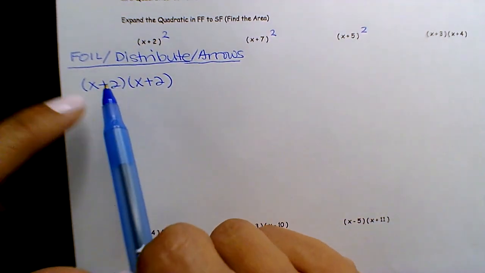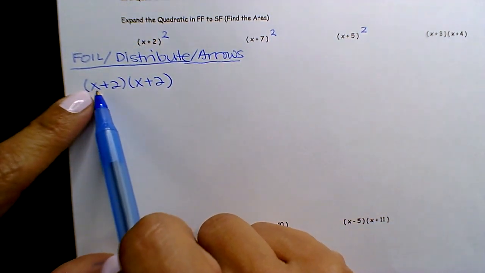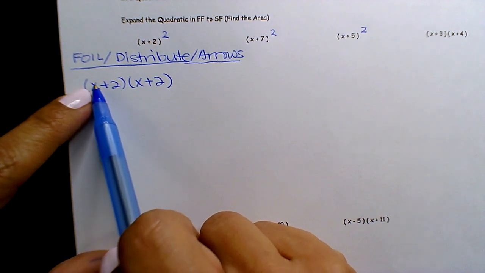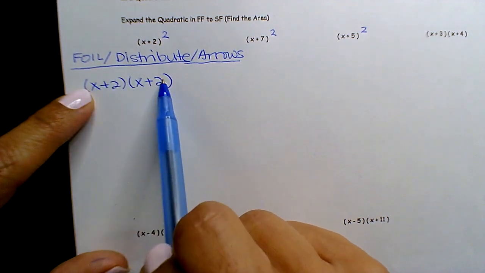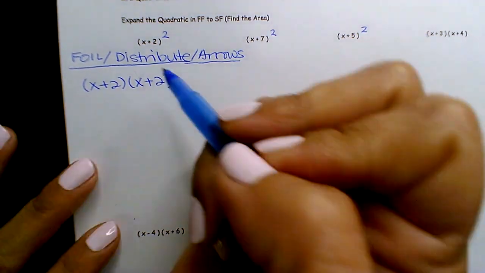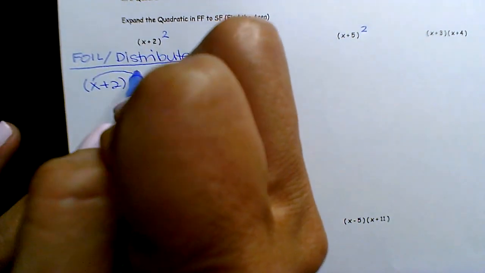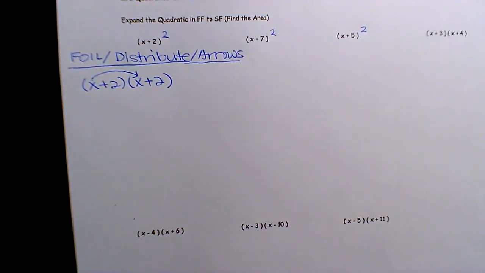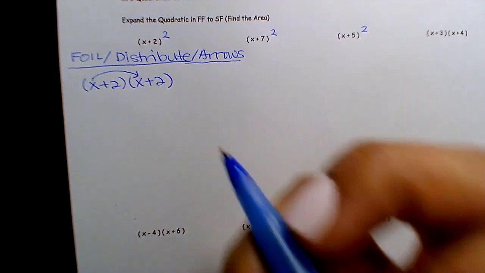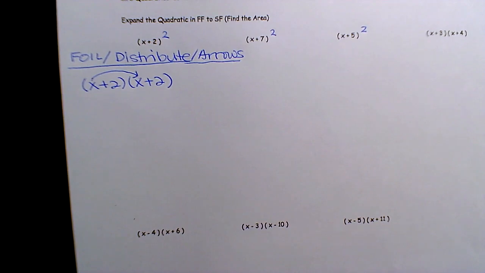Okay, so you're going to take the first term in your first binomial and multiply it by each term in the second binomial. So x times x gives me what? X squared.